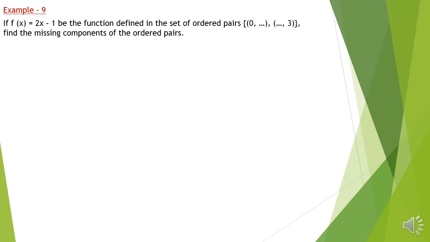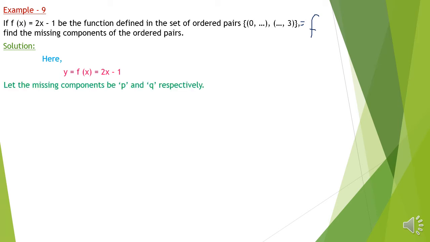Example 9. We have to find the missing component in the ordered pair. Now the function is defined as a set of ordered pairs, whereas in the previous example it was given as a formula. This is also the same f. Y is equal to f(x) is equal to 2x minus 1 is the given function, and let the missing components be p and q. To make our work easier, we suppose the missing components to be p and q. So the function became f equals {(0, p), (q, 3)}.